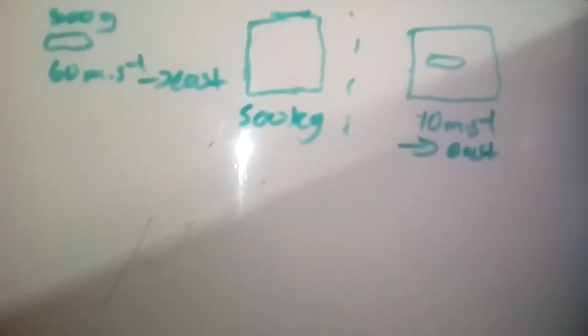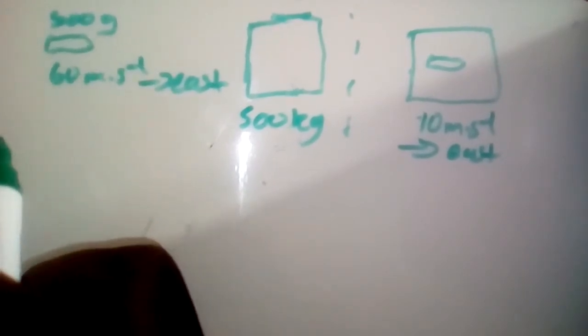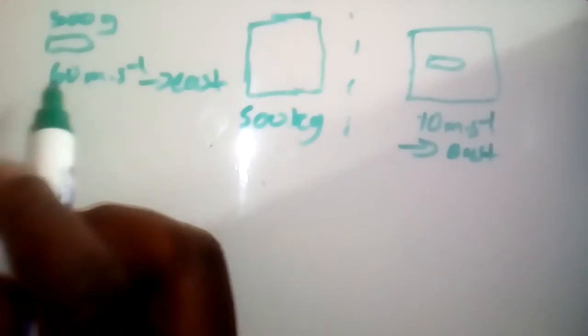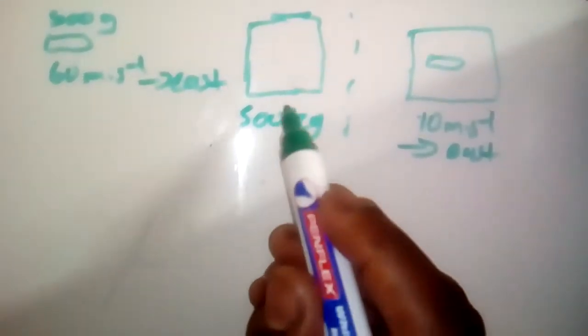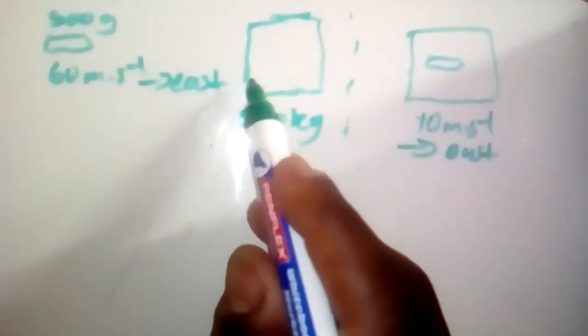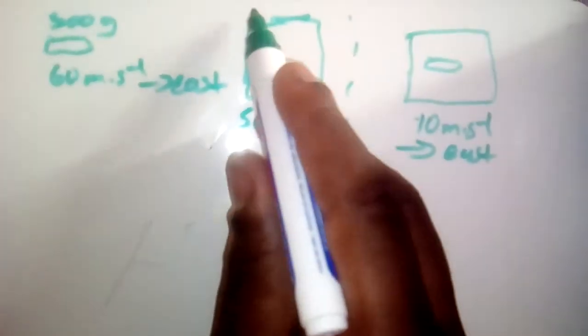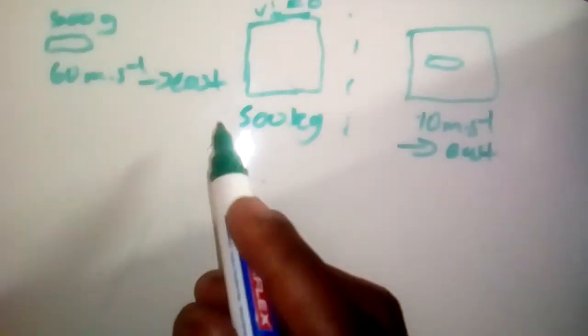Here is another question. A bullet is being fired from a gun, right? And it's moving at a velocity of 60 meters per second to the east, right? And its mass is 500 grams. Now it collides into a stationary wooden block. So stationary meaning, of course, you know now VI is 0, right? So they will tell you stationary, so you have to know it's 0.